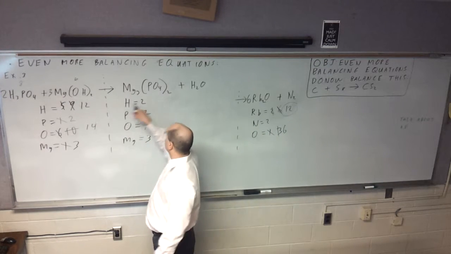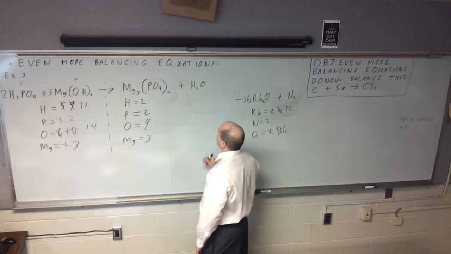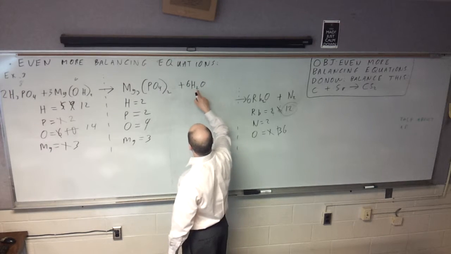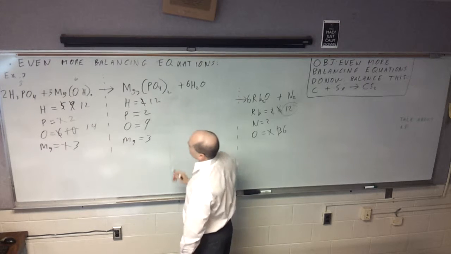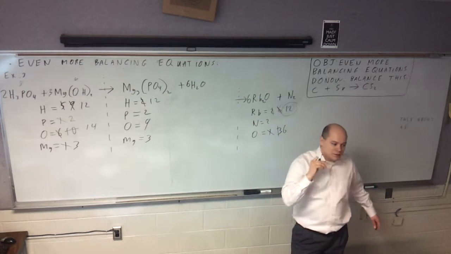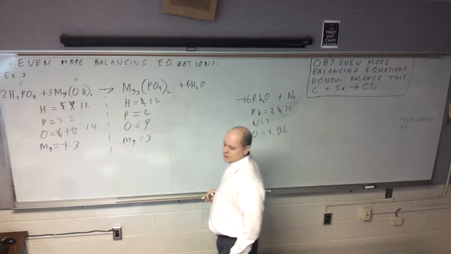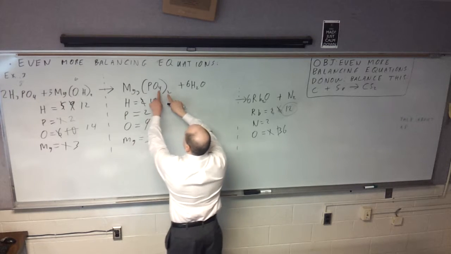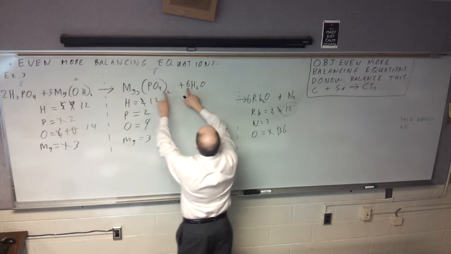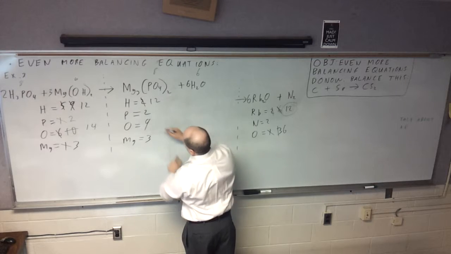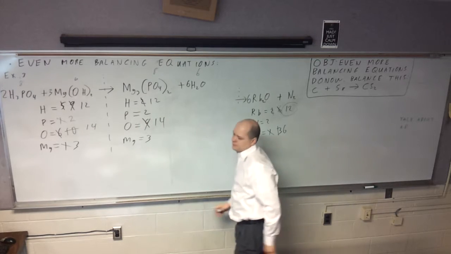12 on this side, 2 on this side. What should I put here? 6. Put a 6 here. 6 times 2 is 12. And at this point, everything else is balanced. What should happen is oxygen should be balanced on its own. 2 times 4 is 8. 8 oxygen. 6 times 1 is 6. That's 14. That's done.